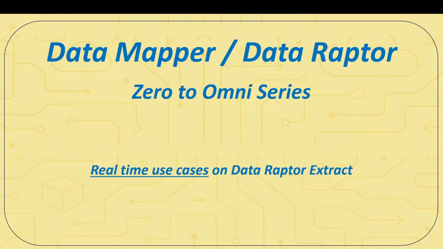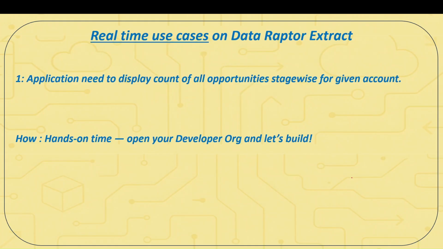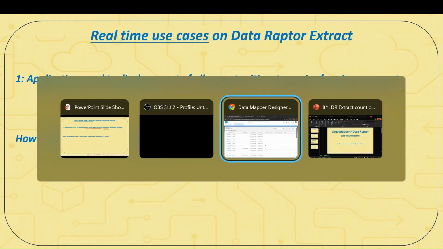In this video, let's see one more example on DataRaptor Extract. The use case is the application needs to display the count of all opportunities stage wise for a given account. It means one account will be given, and we need to find the count of the number of opportunities stage wise. So let's complete this use case step by step.